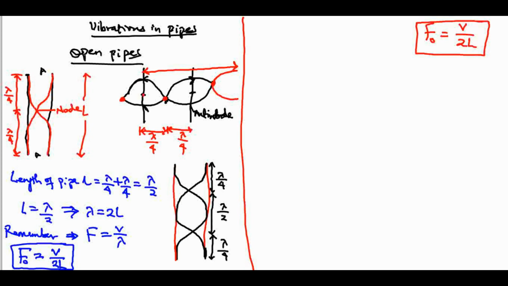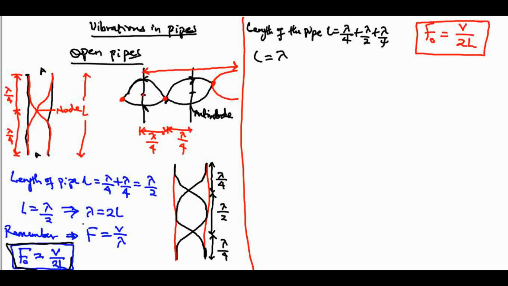So it means that the length of the pipe L is equal to lambda over 4 plus lambda over 2 plus lambda over 4. And it means that L is equal to lambda. Wow.